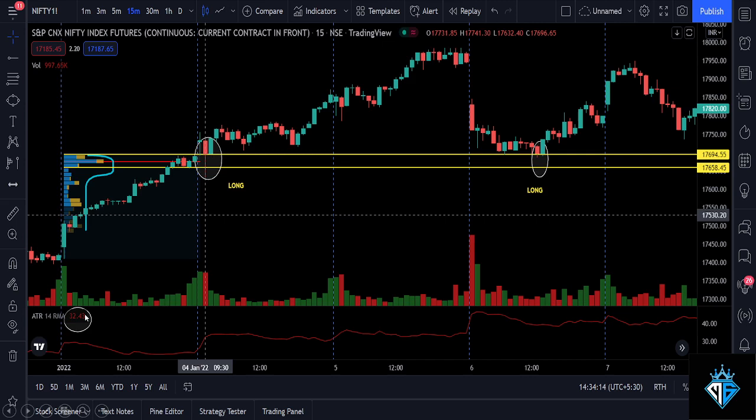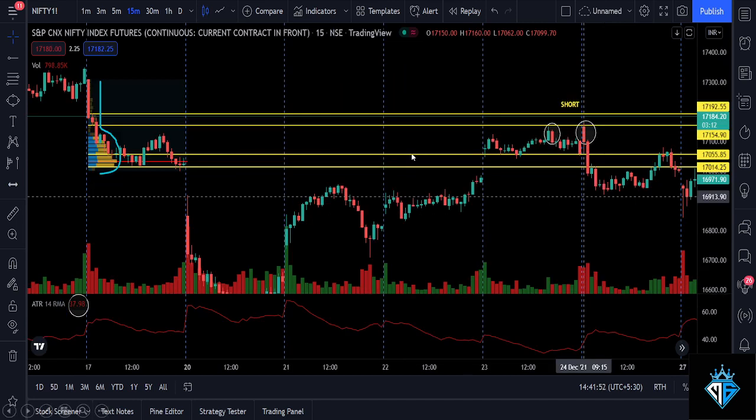So my stop loss will be 65 points and my target will be 130 points. It is achieved. Again after 2 days the price retraced back to the same level, a strong rejection happened, and the trade went up. So this is one example.